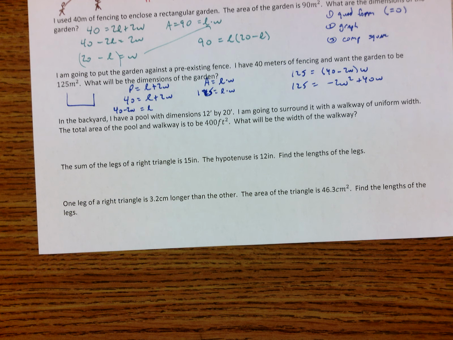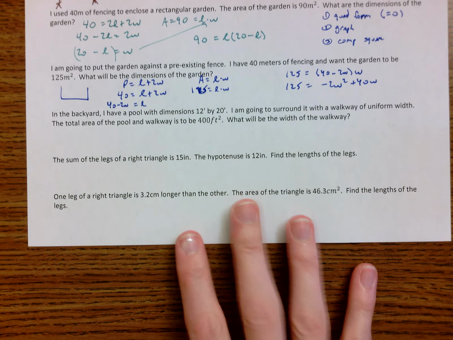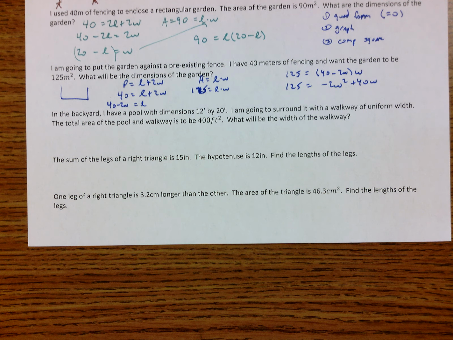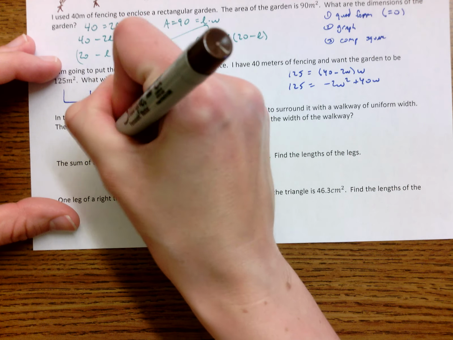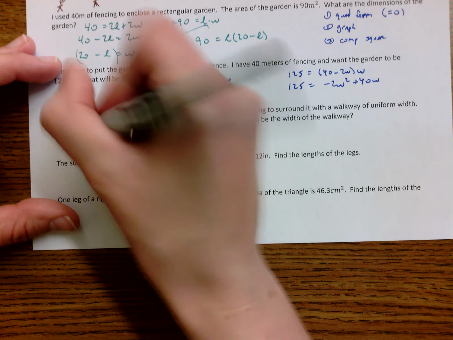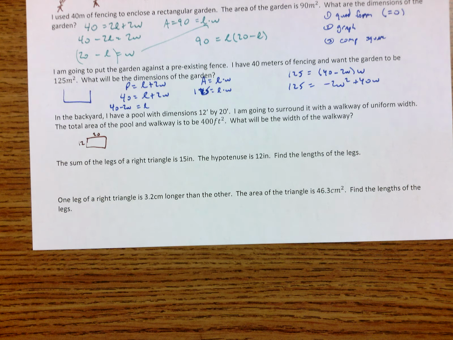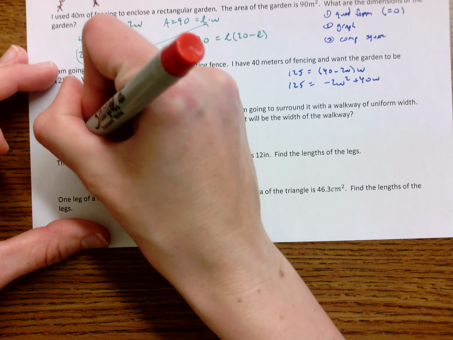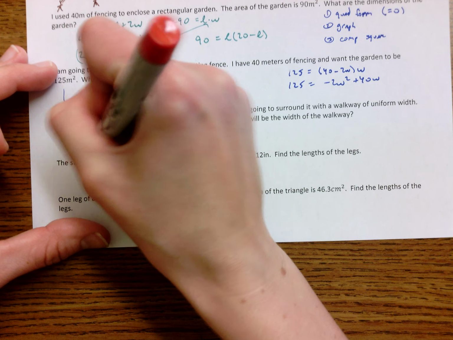All right, next one, we've got a pool here with a 12 by 20 foot dimension. We're going to build a walkway around it, and then the total area of the pool and walkway is going to be 400. So what's going on here? I'm going to try to fit this picture in. But basically, here's the idea: we've got a pool that is 12 by 20, and then we're going to add a walkway of uniform width around it. So I'm adding a walkway around this.